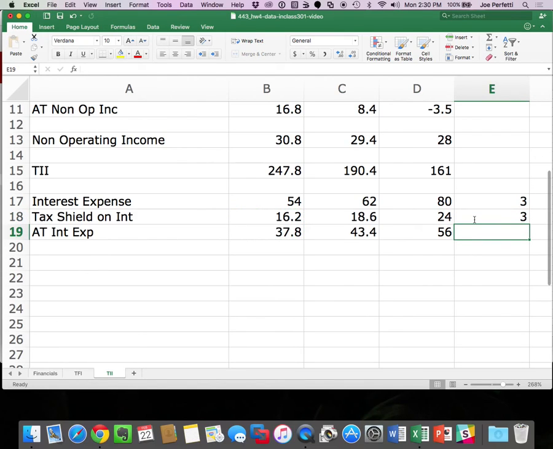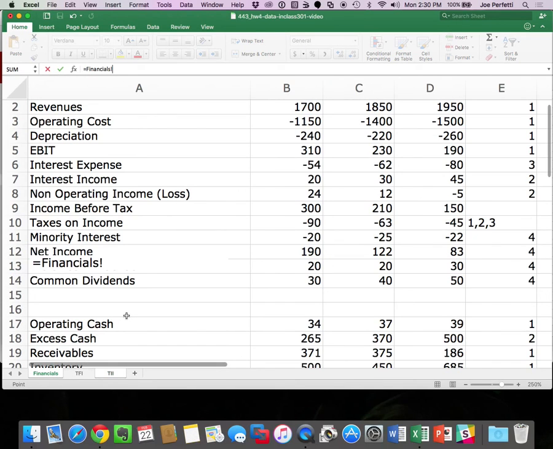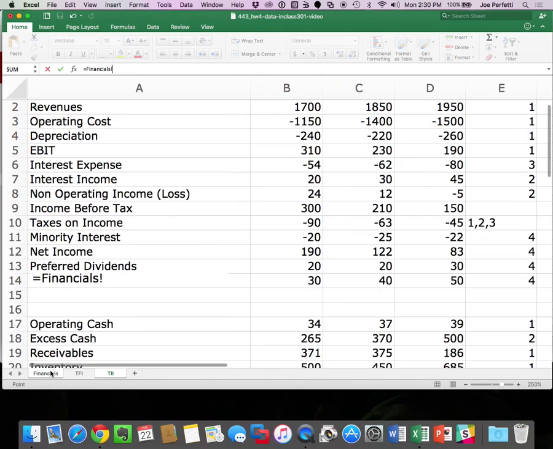Okay. Then I go, those are my only 3s. Now I go and I look for my 4s. All right. On the income statement, my 4s are basically minority interest and net income.